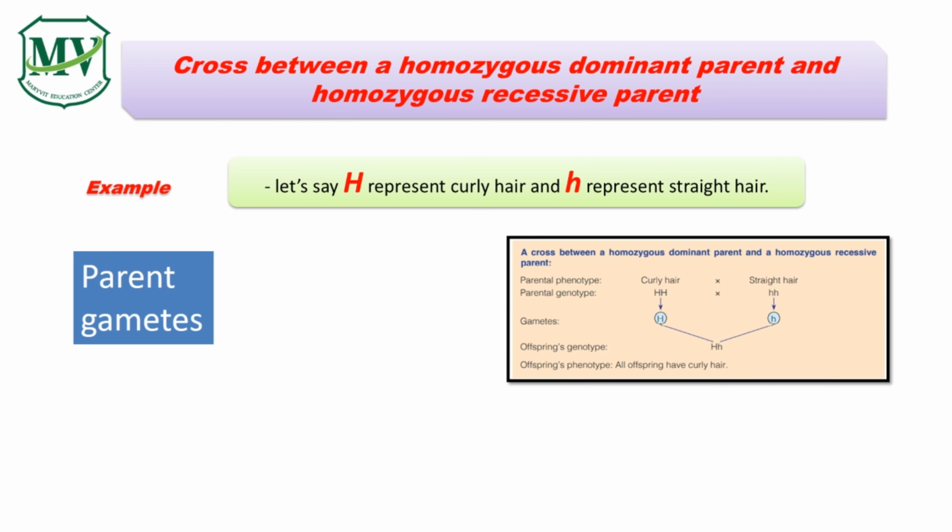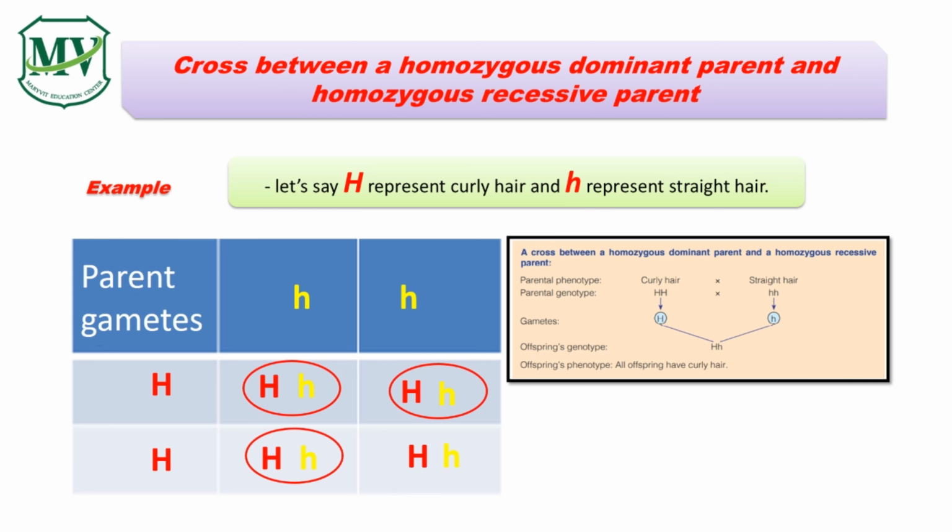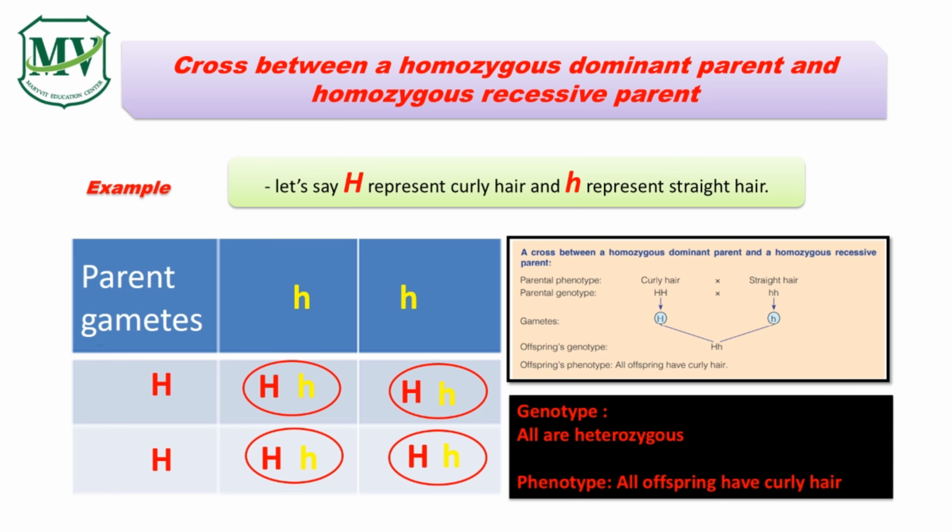Similarly, as we use the Punnett square method, we can see in our Punnett square table that we also come up with the same genotype results, which are that all the possible offspring are heterozygous, and will also result in a phenotype of curly hair.